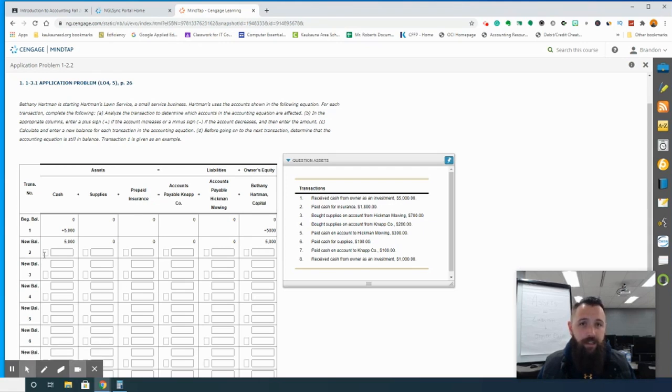And look at the next transaction. So the next transaction is paid cash for insurance. Once again, we're looking at the clues and we're analyzing that transaction. I paid cash for insurance. What's that telling me? Well, cash is going to be affected. And then I'm also purchasing insurance. It sounds like two assets are being affected here. So if I paid cash, what's going to happen to cash? It goes down. So I'm going to put a minus sign here.